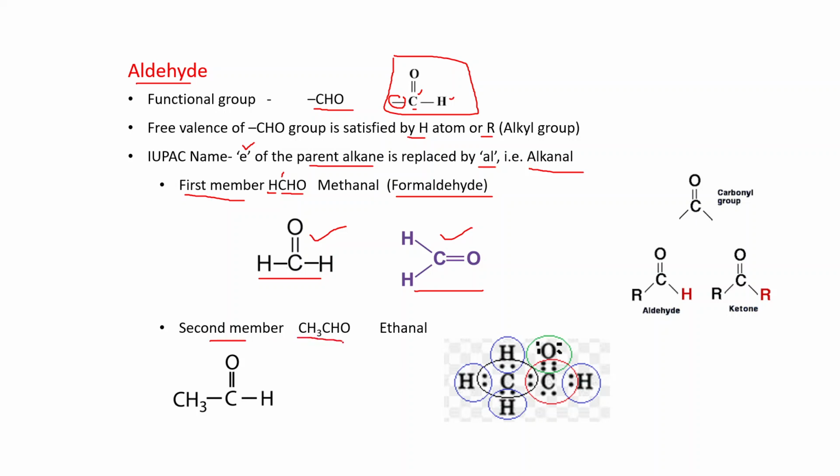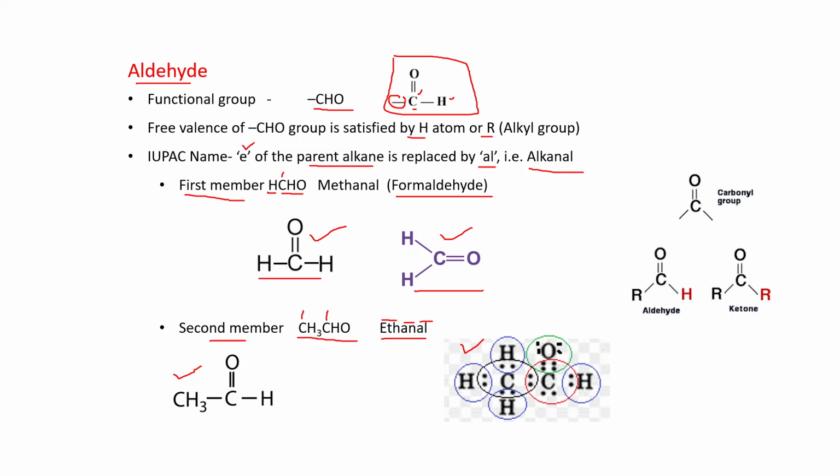Clear? Second member: if the free valency of CHO is satisfied by the simplest alkyl group, that is methyl, then we get its second member, CH3CHO. In this case there are two carbon atoms in total. That's why its name is ethanal. Eth is for two carbon atoms, an because they are bonded with a single bond, and the E of the alkane is replaced by AL for the aldehyde group. This is its structural formula, and this is its electron dot structure, CH3CHO.